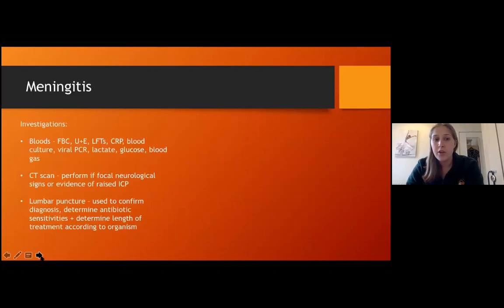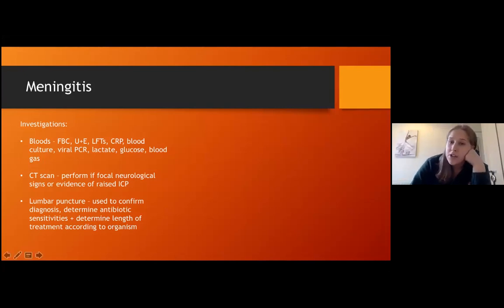Okay. So to investigate a child with meningitis or suspected meningitis, you're going to do your basic bloods, so FBC, U&Es, LFTs. Remember, LFTs were a reason to suspect HSV, so that's particularly why you're doing that. CRP, blood culture, viral PCR to check for a viral meningitis, and then looking for signs of sepsis, which we're going to move on to in a second. So things like lactate and a blood gas.